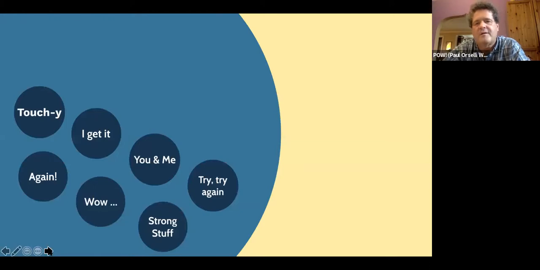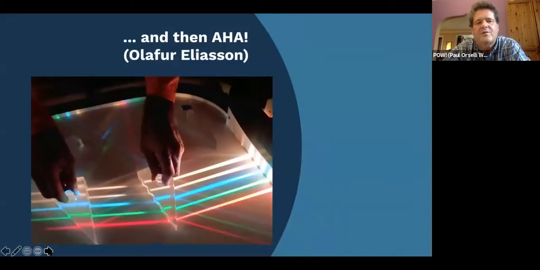Another important aspect, I think, of interactivity is that there's a wow, something that pulls you in, but then there's an aha. And so this is an example of a light table. The person there, you can see their hands. They're playing with lenses, bending the rays of light with the different kinds of lenses.